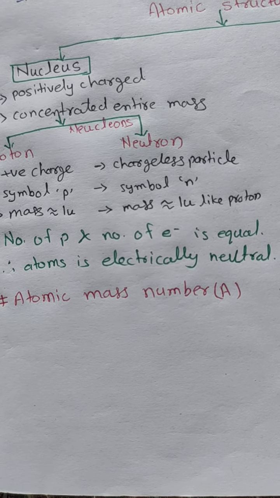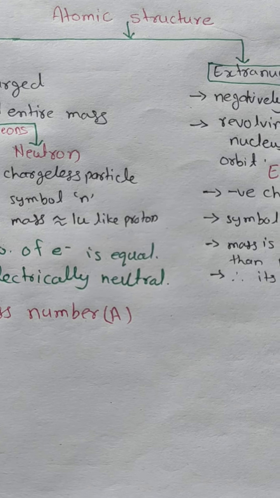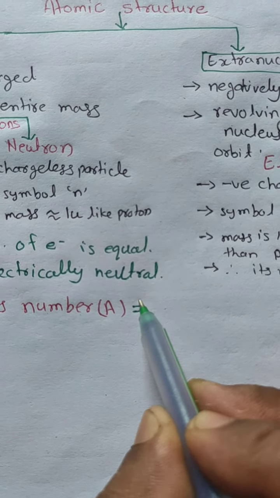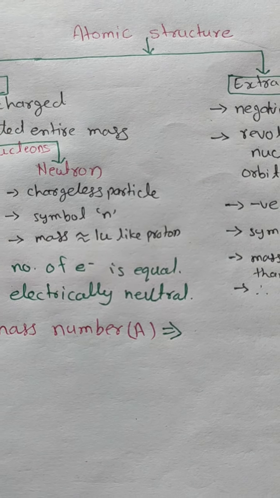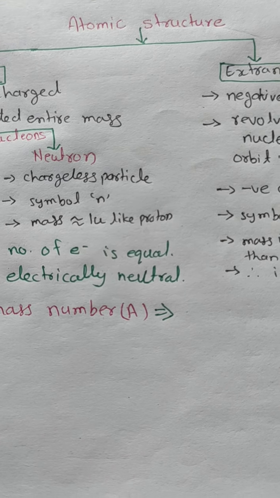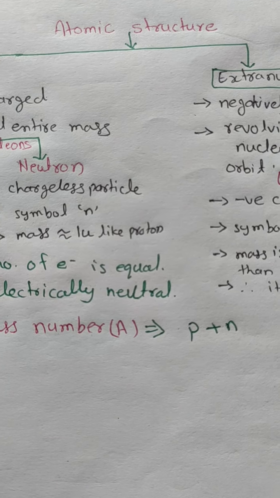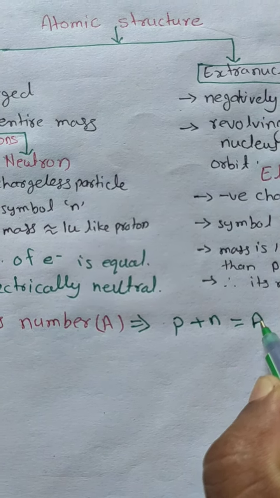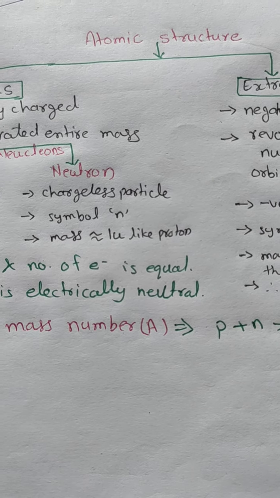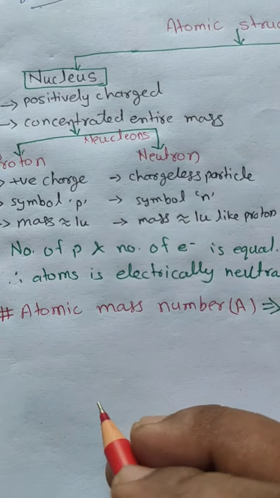Okay, now we will learn another subtopic, that is atomic mass number. Atomic mass number is denoted by the letter A, and its definition is, listen carefully: the total number of protons and neutrons. I repeat, the total number of protons and neutrons present in the nucleus of an atom is called the atomic mass number.